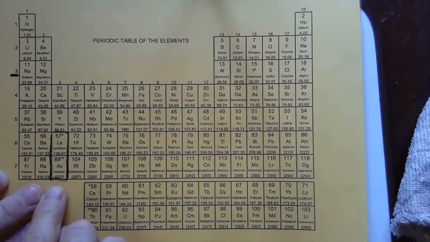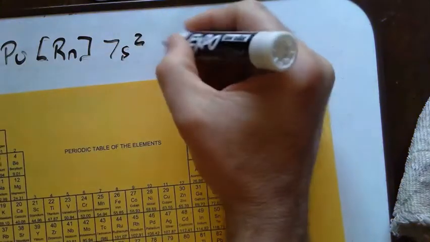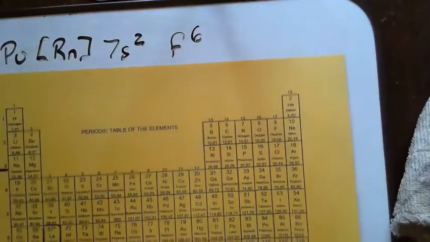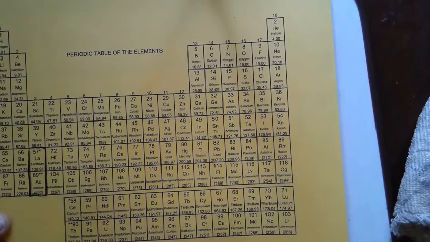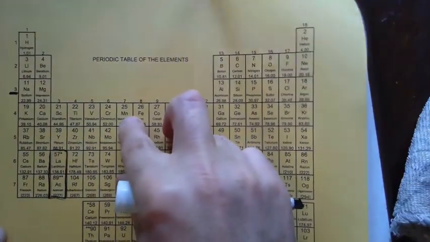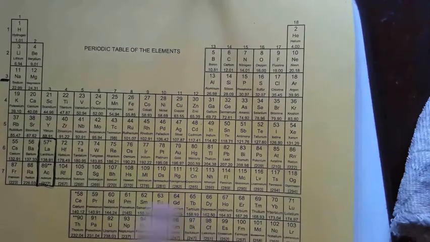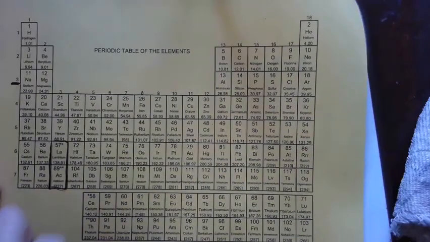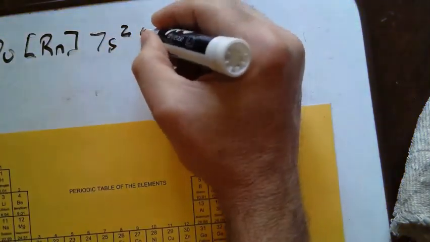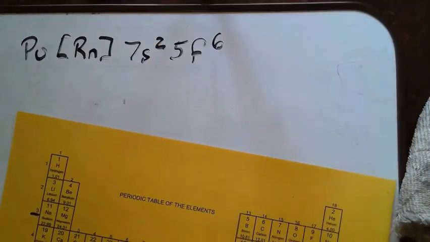So actinium would be f1. This would be f2, f3, f4, f5, f6. So we know it's going to be an f6. But what level? Well, remember, if the d blocks are 1 level below the row, these are 2 levels below the row. So instead of 7, it goes back 2, so that's going to be 5. That's actually 5f6. So plutonium would be radon, 7s2, 5f6.